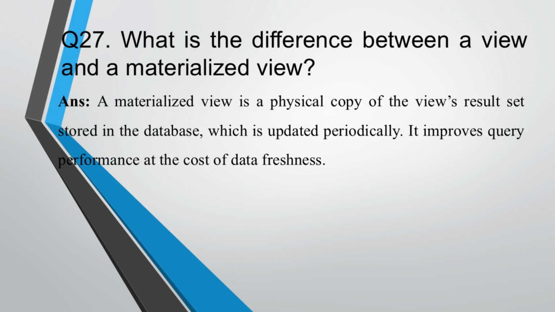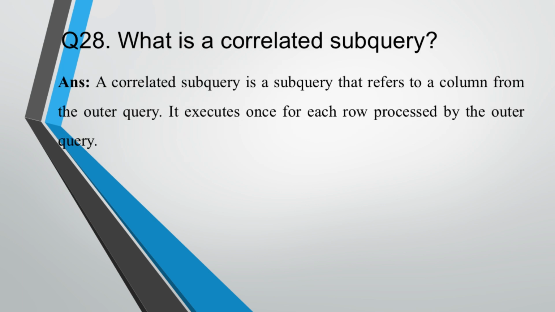What is the difference between a view and a materialized view? A materialized view is a physical copy of the view's result set stored in the database, which is updated periodically. It improves query performance at the cost of data freshness. What is a correlated subquery? A correlated subquery is a subquery that refers to a column from the outer query. It executes once for each row processed by the outer query.